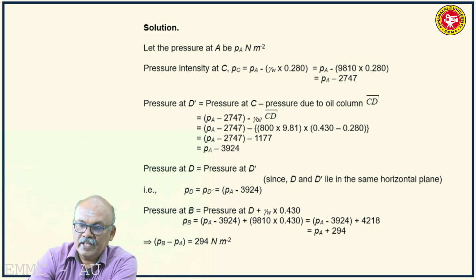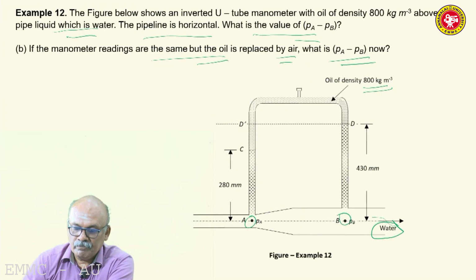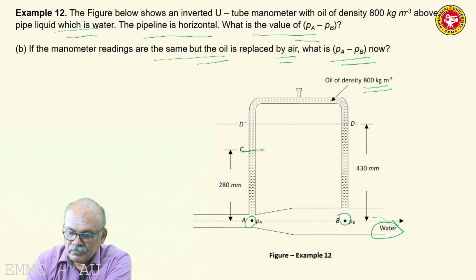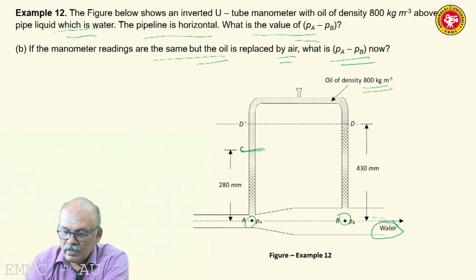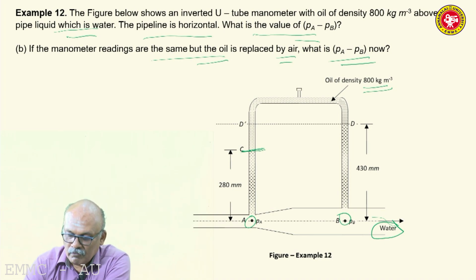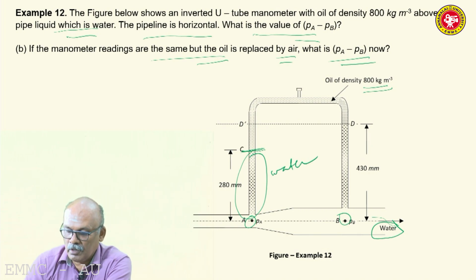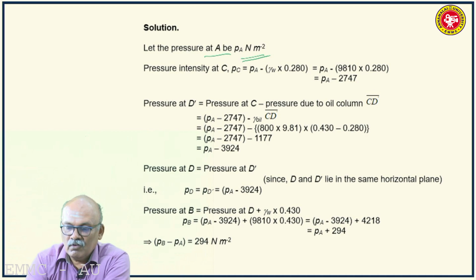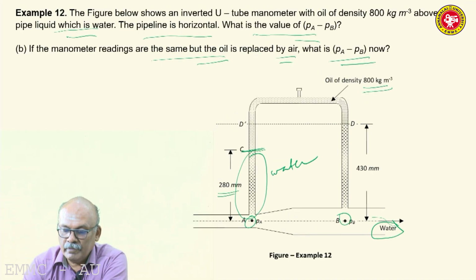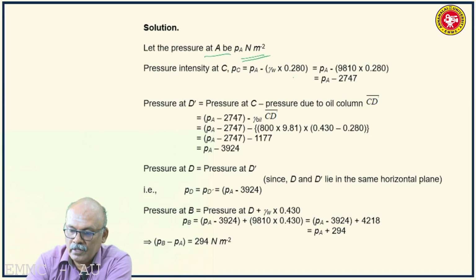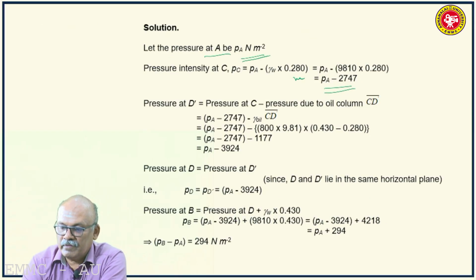So again we express the pressures as intensities, that is Newton per meter square. So pressure at A is PA Newton per meter square. Then pressure at C. So where is C? C marks the interface of water and the overlying oil in the left limb. Okay. So from A to C you have water column. So PC is equal to PA minus gamma W into 0.28. This is 280 millimeters, therefore 0.28 meter. Okay, PA minus 2747 you get.